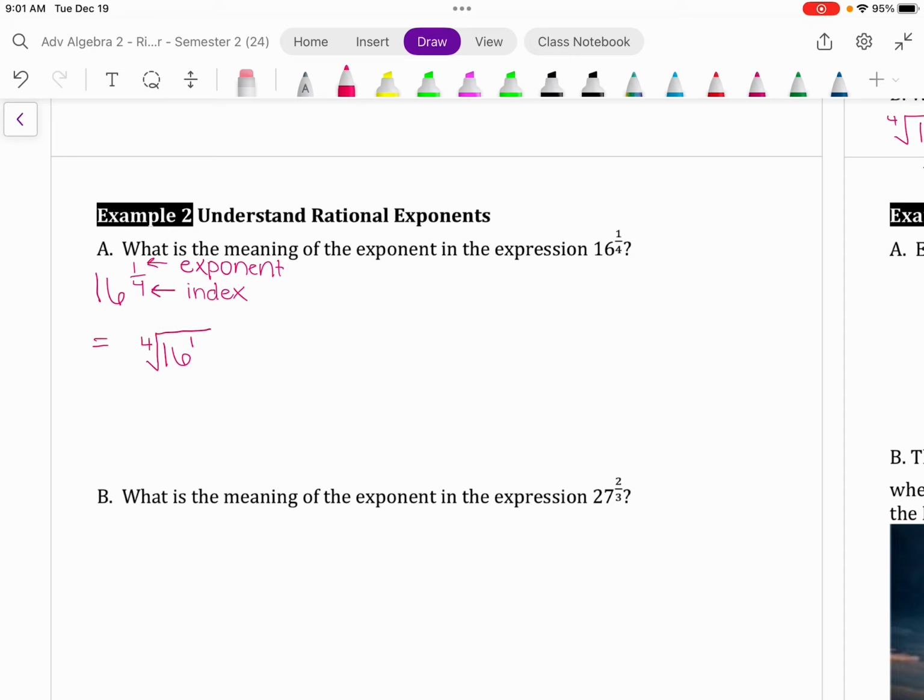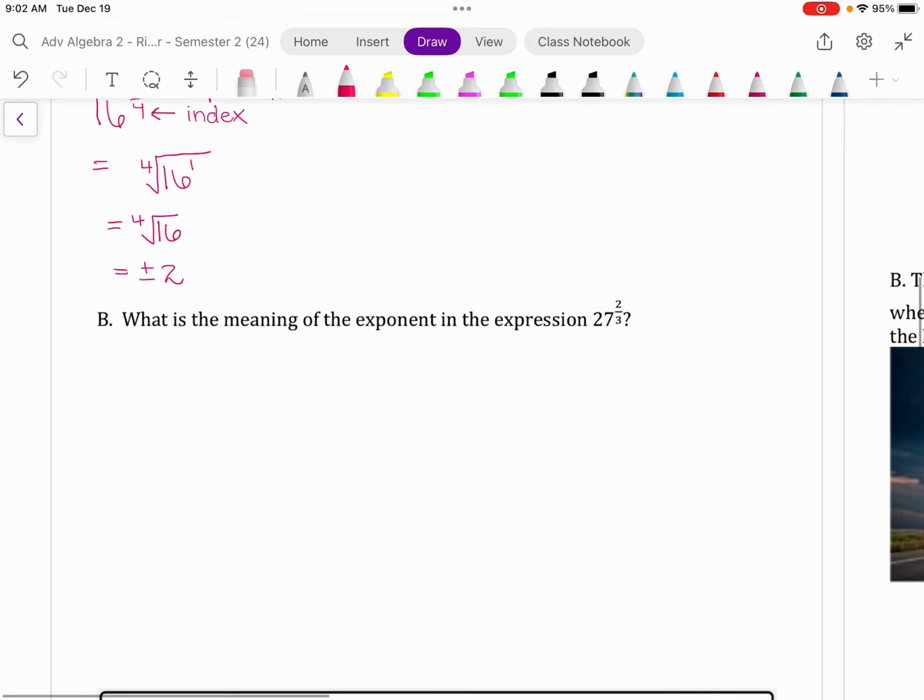So it's actually the same thing as the 4th root of 16, because 16 to the 1st power is 16, for those of you that missed that. So we did that in the last example. We already know that that answer is positive or negative 2. So looking at that again, let's try a different one.